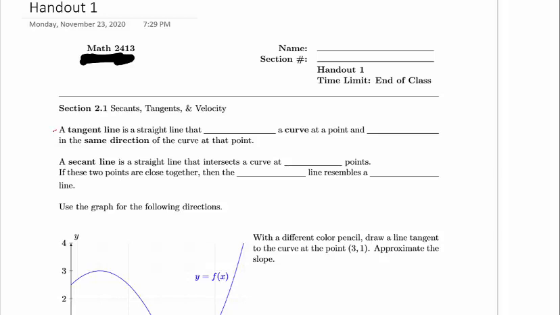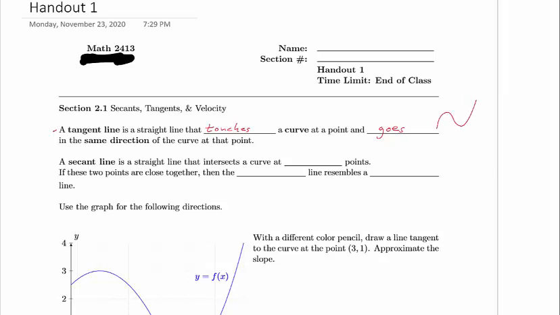A tangent line is a straight line that touches a curve at a point and goes in the same direction of the curve at that point. So picture-wise, what does that look like? Well, let's say we've got a curve that looks like this.